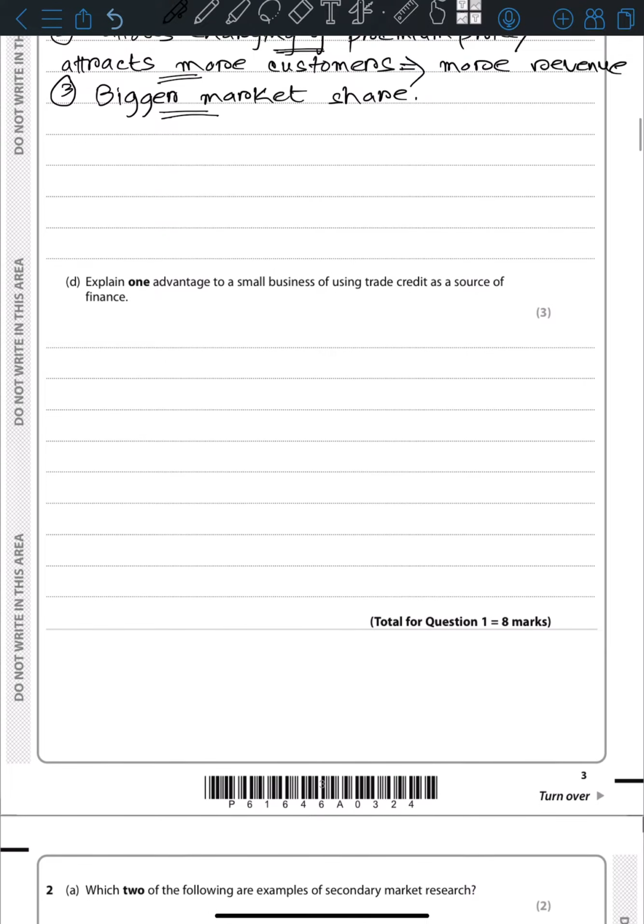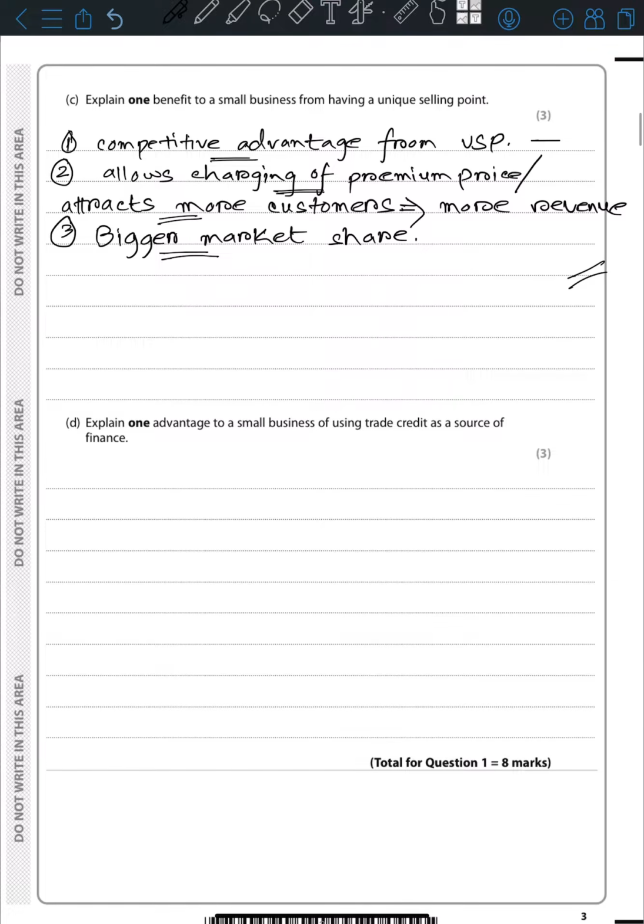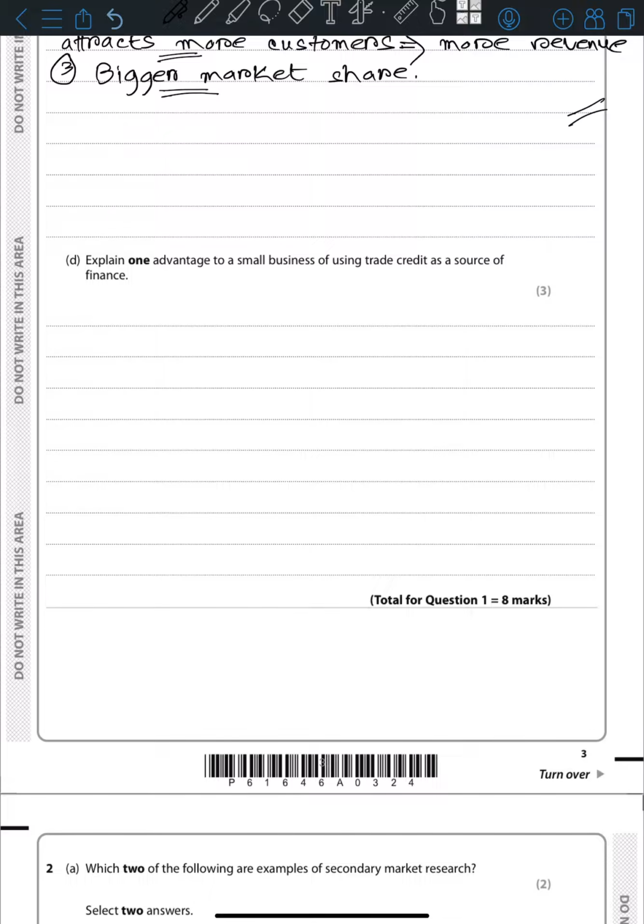So firstly, we are going to identify, same drill as what we have done over here. Identify one benefit, one advantage to a small business of using trade credit. The one benefit in one line is trade credit will allow the small business to buy now and pay later. So our first point is: allows to buy now and pay later. This is our one-liner identification of the benefit.